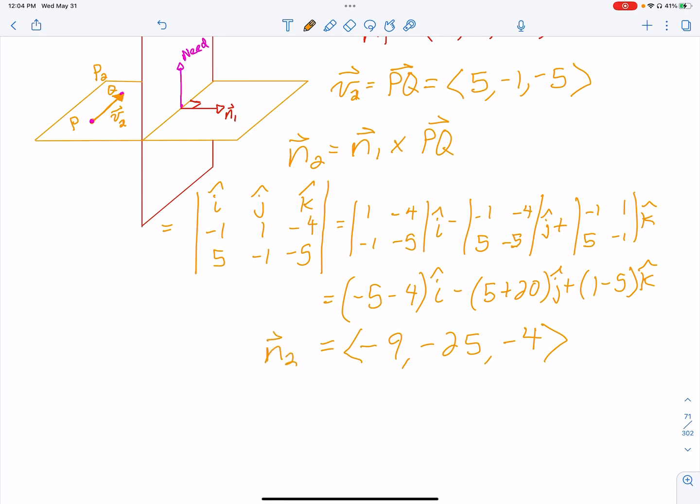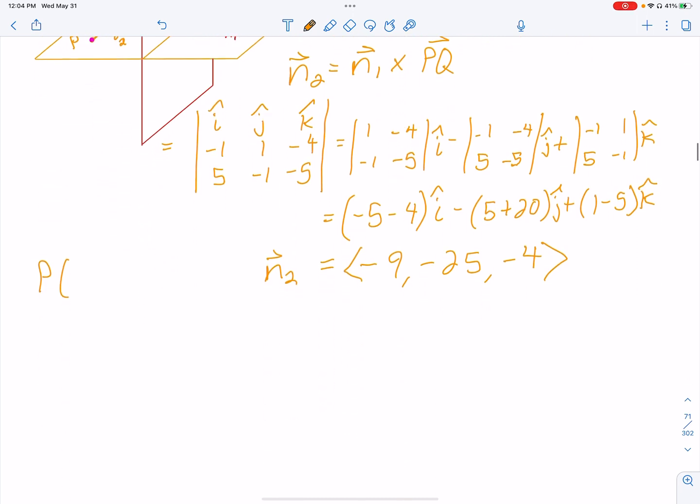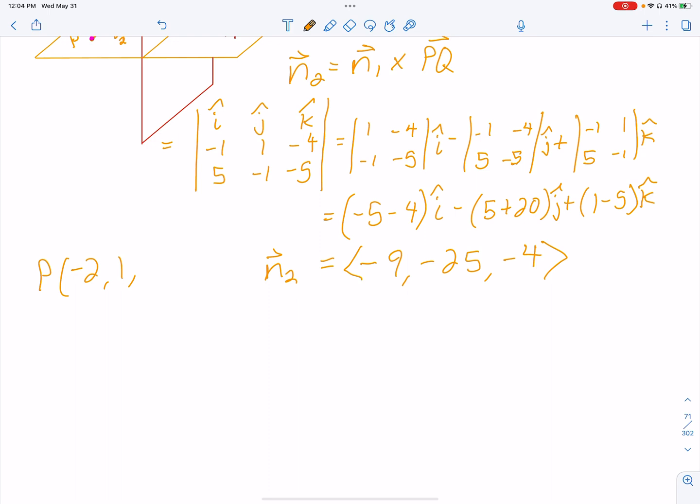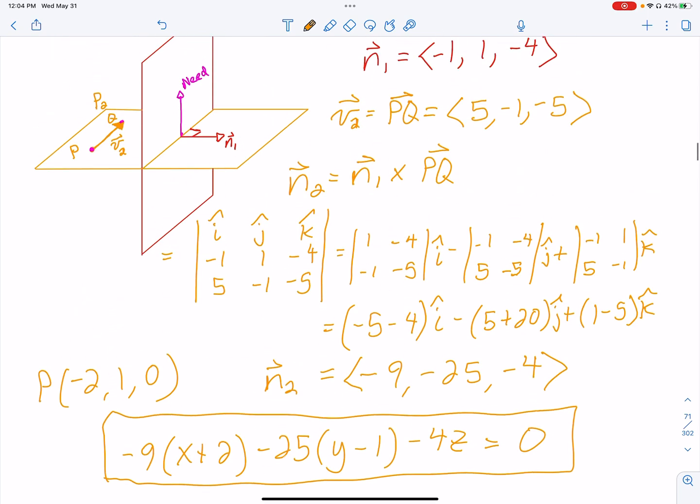Okay, that is my normal for the plane. I also have a point. The point was -2, 1, 0. And then with the equation of the plane, I have what I need. -9 times x plus 2, minus 25 times y minus 1, and then -4 times z. And we don't need to put z minus 0. You can. It's still right. It's not wrong.